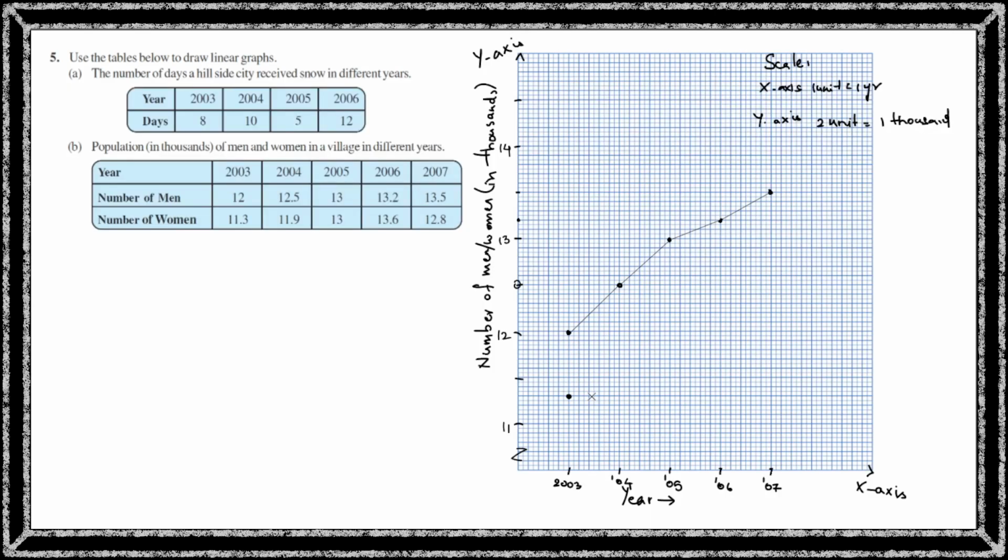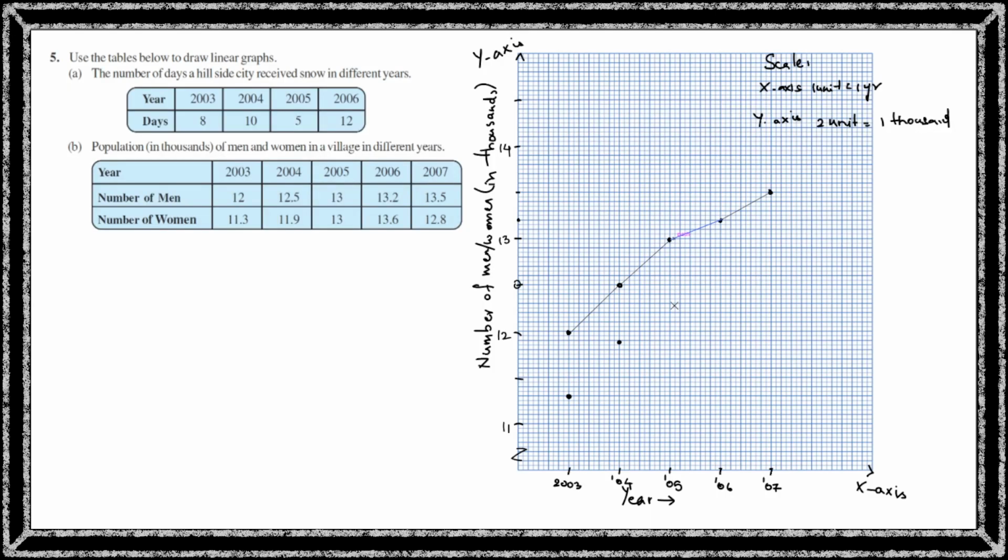The next point is 11.9 for 2004. So you have to go all the way to 12 and come down 2 lines. This is your 11.9. That is the 2004 data. Next I have 13 for 2005. So this is my 2005 line. 13 is all the way over here. This is my 13.